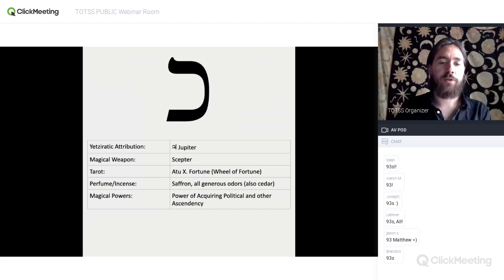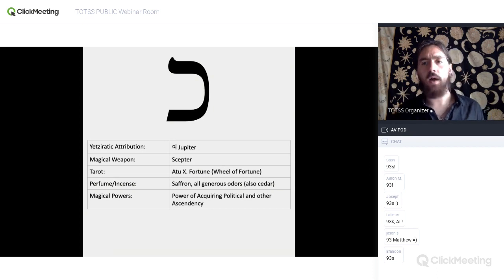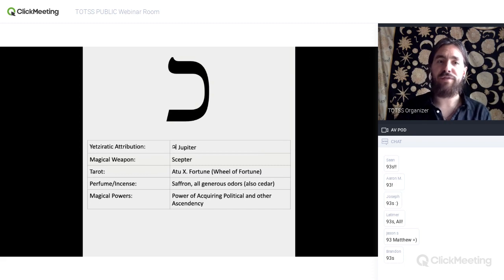All right, so our Yetziratic attribution is to the planet Jupiter. I think I did a fairly good job of introducing the nature of the different planets when we went through them, would have been like the third class in the series, so I won't spend too much time on that here. So remember that Jupiter, especially in traditional astrology, is what's called the greater benefic, so the planet with the most ability to do good.